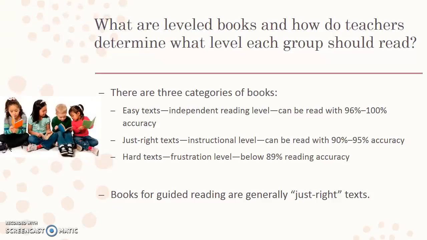What are level books and how do teachers determine what level each group should read? So there are 3 categories of books. You have easy text, independent reading level, and this can be read with about 96% to 100% accuracy. Just right text, instructional level, can be read with about 90 to 95% accuracy, and hard, frustration level, below 89% reading accuracy. And books for guided reading are generally just right text.